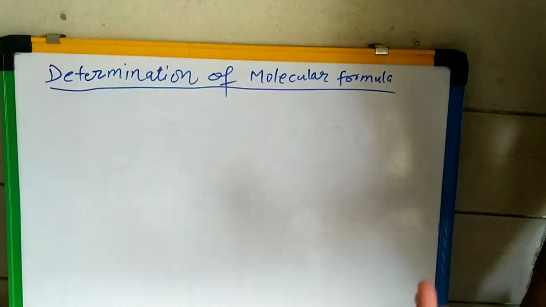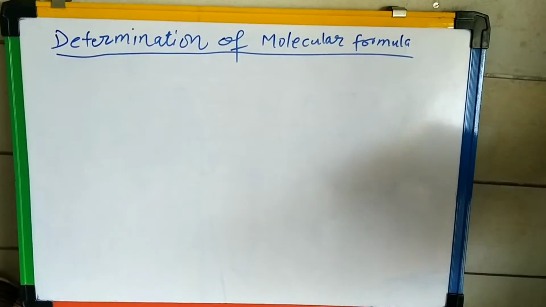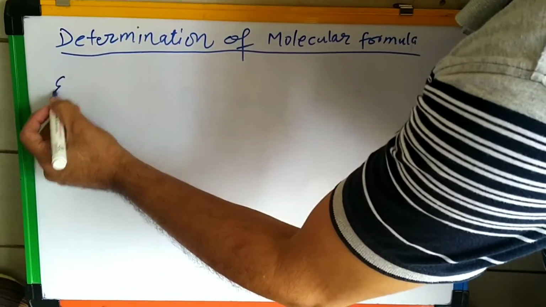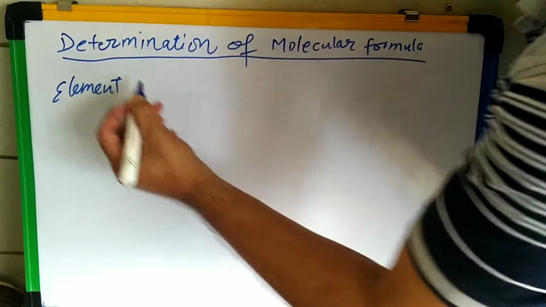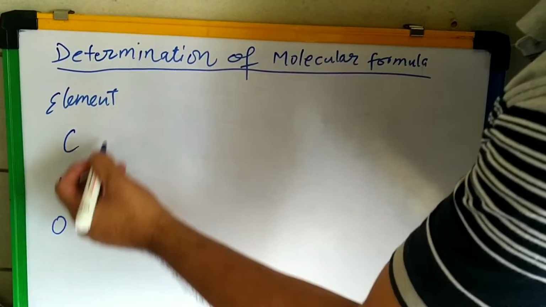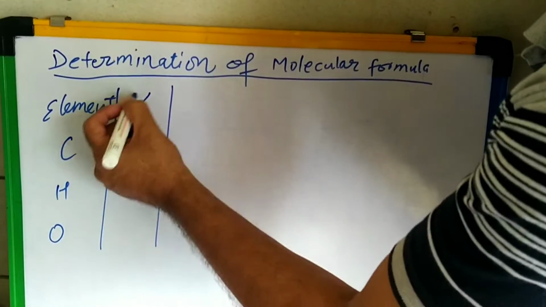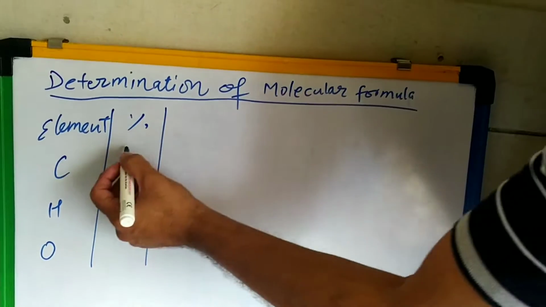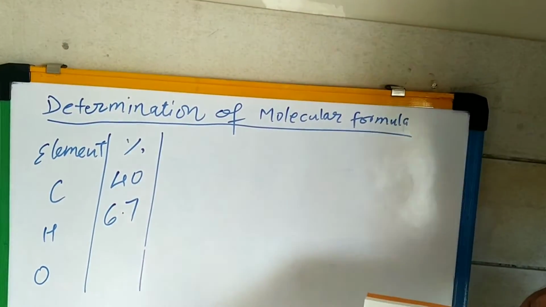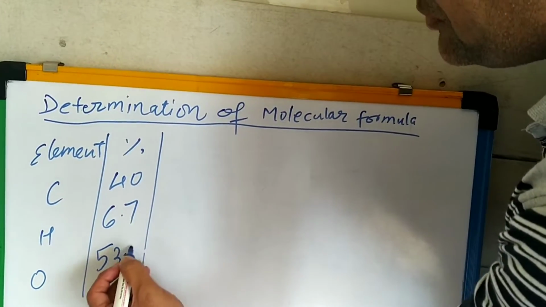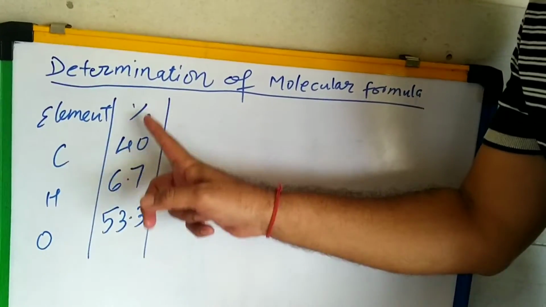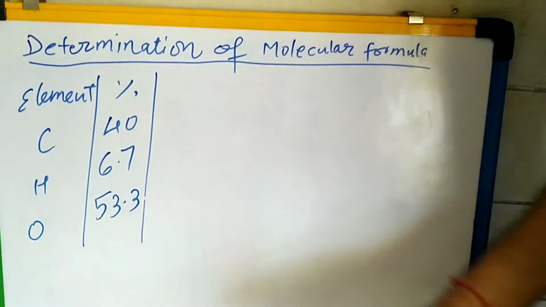Earlier we have studied the empirical formula. So for that, let's take one question. Suppose here the percentage of element is given. As I told you earlier, the elements, suppose carbon, hydrogen, oxygen, their percentage is also given. Suppose the carbon percentage is 40%, hydrogen is 6.7%, and oxygen percentage is 53.3%.